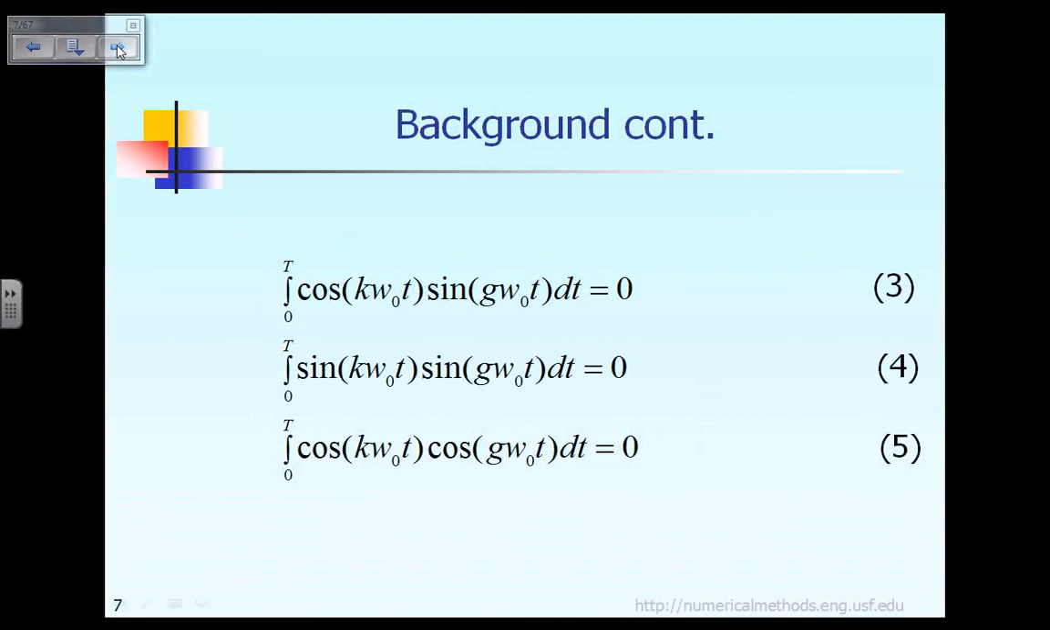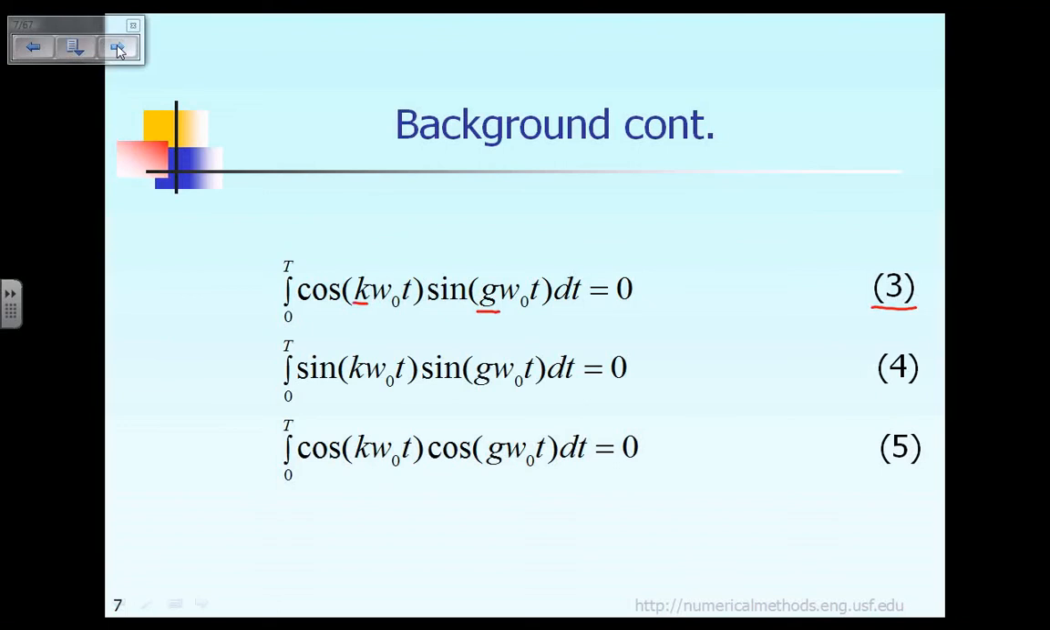In equation 3, it says the integral between 0 to the period T of the function cos k omega naught t times sine g omega naught t is equal to 0. And in equation 3, notice that the integer k and the integer g are different in general.